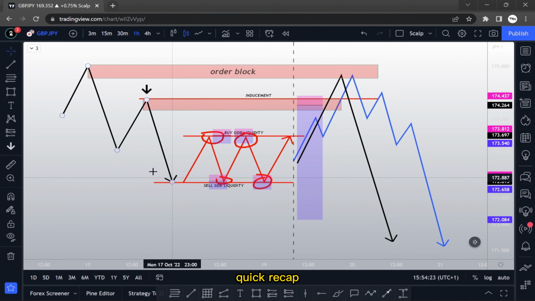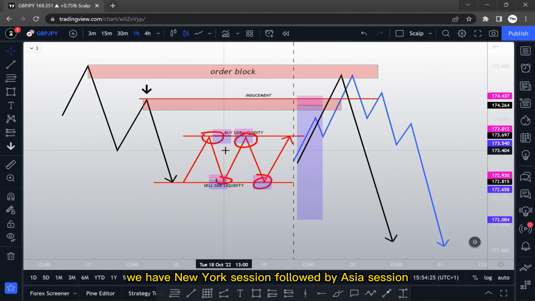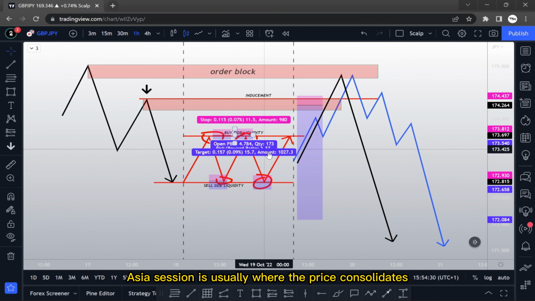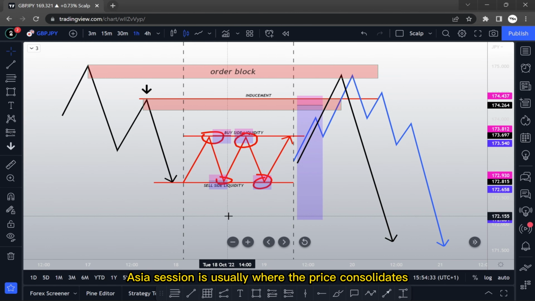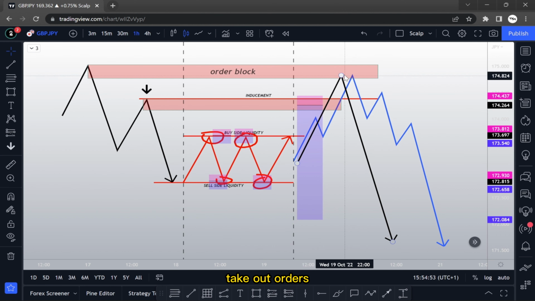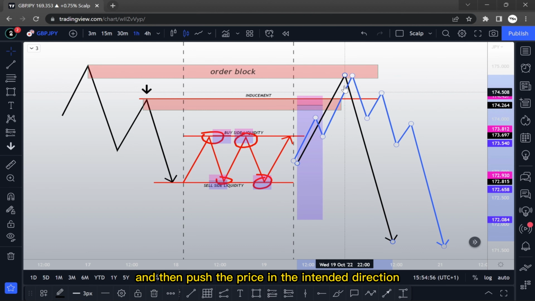Quick recap. We have New York session, followed by Asia session, followed by London session. Asia session is usually where the price consolidates, the volume reduces. London session is where we get big impulsive breakouts. Okay, but in order for the market makers to justify their moves in the market, they need to first go in a different direction, take out orders, balance their books, and then push the price in the intended direction.